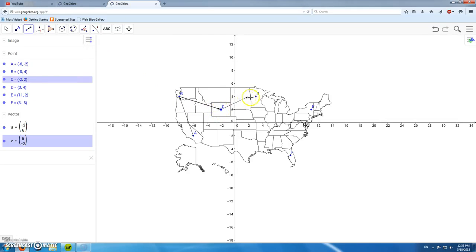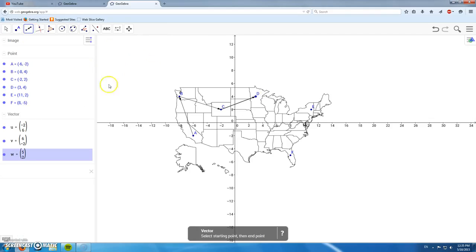So we go from C to D. The vector would be 5 to 2, so it would be over 5 and up 2. If we add it to C, 5 plus negative 2 is positive 3, and 2 plus positive 2 is positive 4. So we would go 2, 4, 5, and then we would go up 2, which is right there. And the terminal point is D, and the initial point would be C.